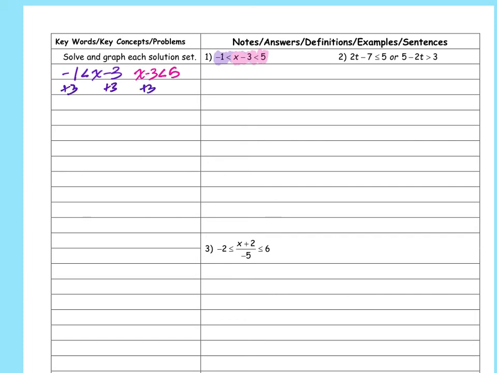So I'm going to add 3 to both sides, or all sides here, and I get 2 is less than x, and x is less than 8. Okay, so then I'm going to graph it. And we've got 0, 2, 4, 6, 8, 10. So at 2, I have an open spot, and at 8, I have an open spot. x is greater than 2, and x is less than 8, so it goes in between there. Okay, so there's my graph.